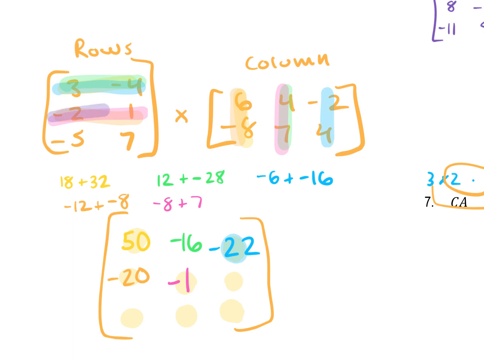And then second row, third column. Negative 2 times negative 2 would be 4, and 1 times 4 is 4. So 4 plus 4 would be 8.